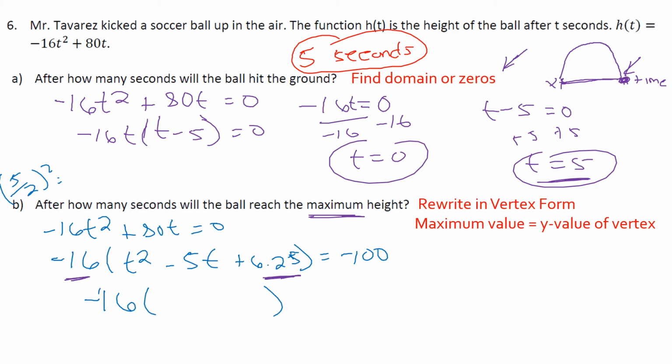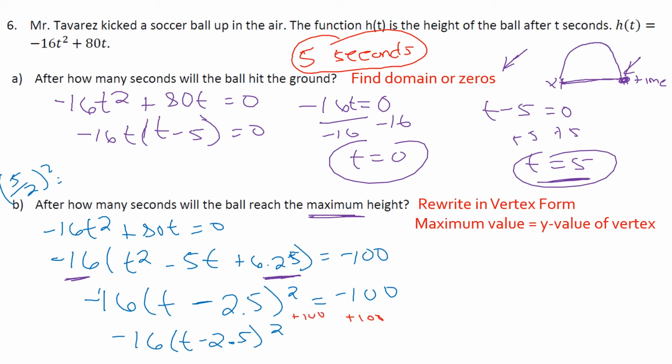Square root of t squared is t. I have a minus sign, so that's minus. The square root of 6.25 is 2.5. All right, just using my vertex form here. Equals -100. And I want to move that negative 100 over, so I'm adding it to both sides. Right, so the negative 100 becomes positive. So plus 100.